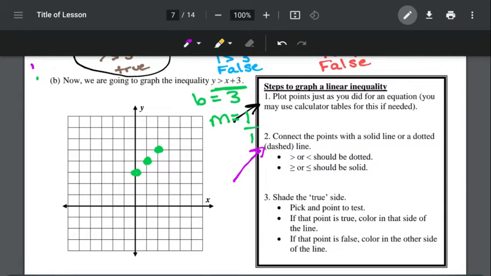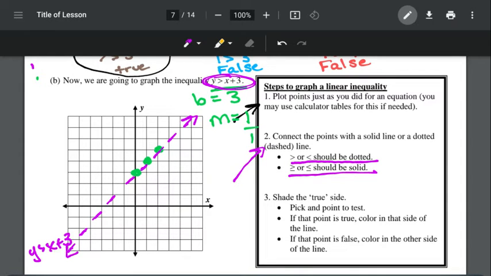Step 2, connect the points with a solid line or a dotted line. If there is no equal to bar, it's dotted or dashed. If there's an equal to bar, then it's a solid line. In our problem up here, it's not greater than or equal to, it's just greater than. So that means I'm going to do dotted, dashed, however you want to look at it. Well, it looks the same. And I'm also going to label my problem.